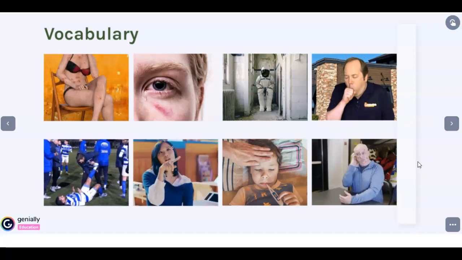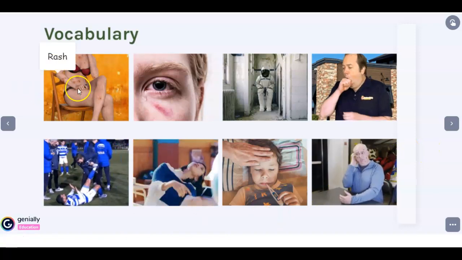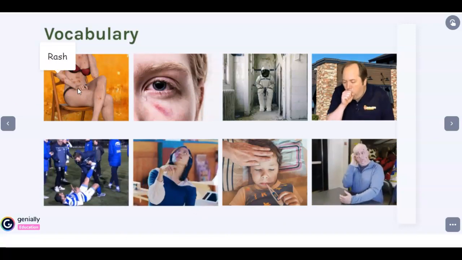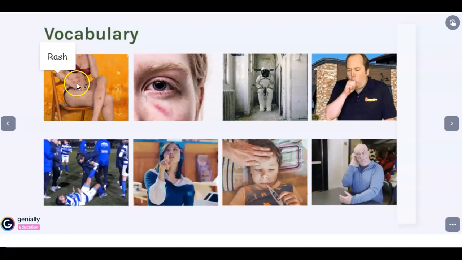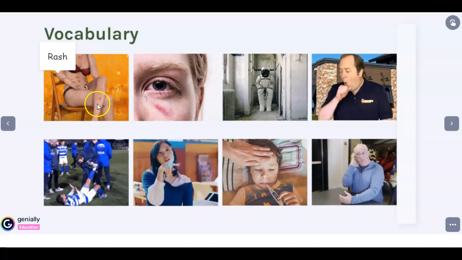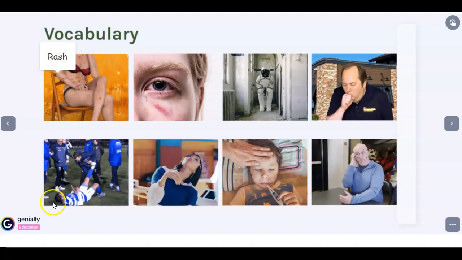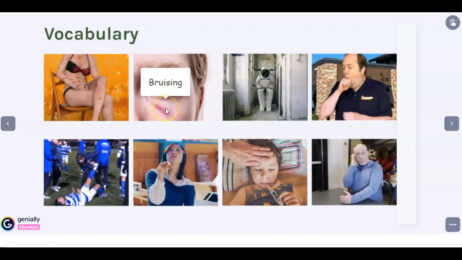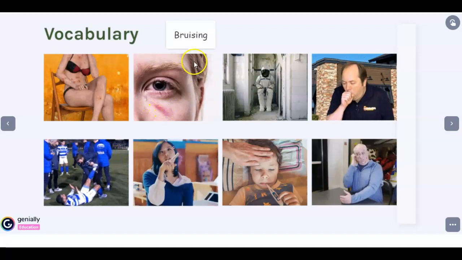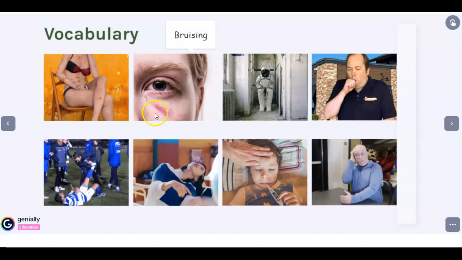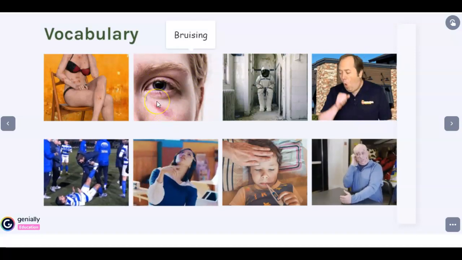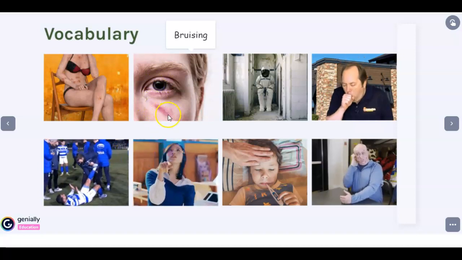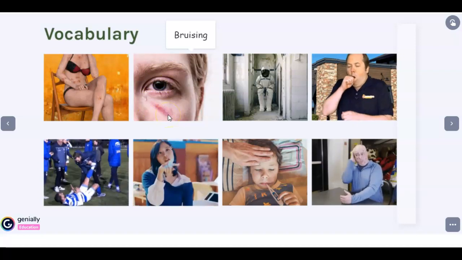Let's start with the first one. So these red spots are called rash. Okay, so when you have your skin full of these little spots, you will call it rash. Then in this second image, we have a bruising. Bruising happens when we have some purple or red marks in the skin.